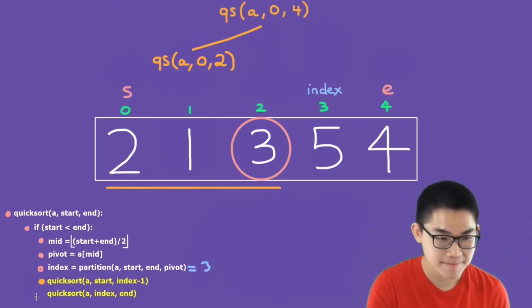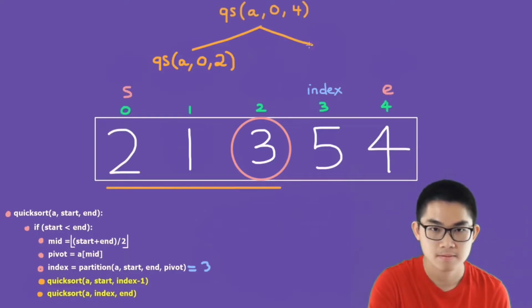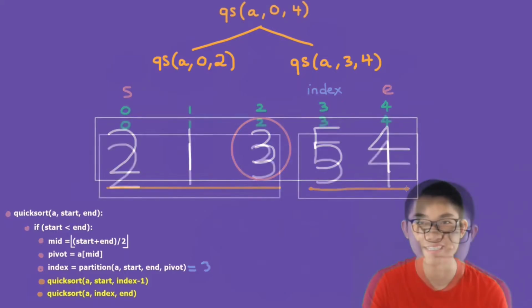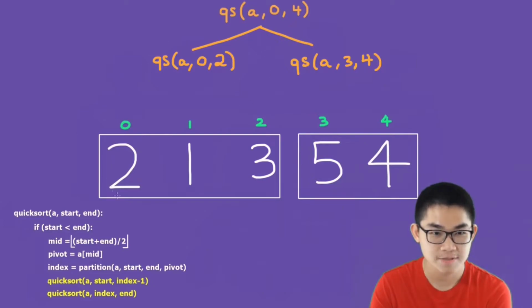And then the last step is to quicksort the array from the index to the end. We pass in the array, we have the index, which is 3, and then the n is 4. So this quicksort will do the computation for this part right here. We're going to quicksort this part, and then we're going to quicksort this part. So let's start with this one here.